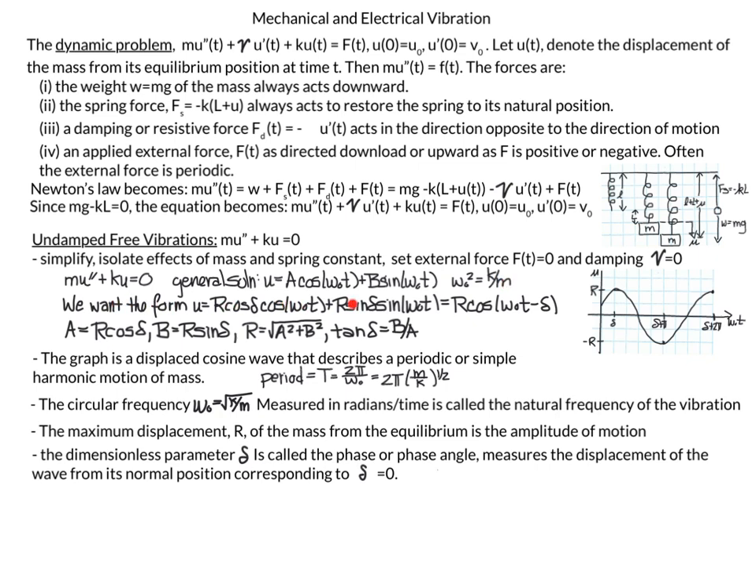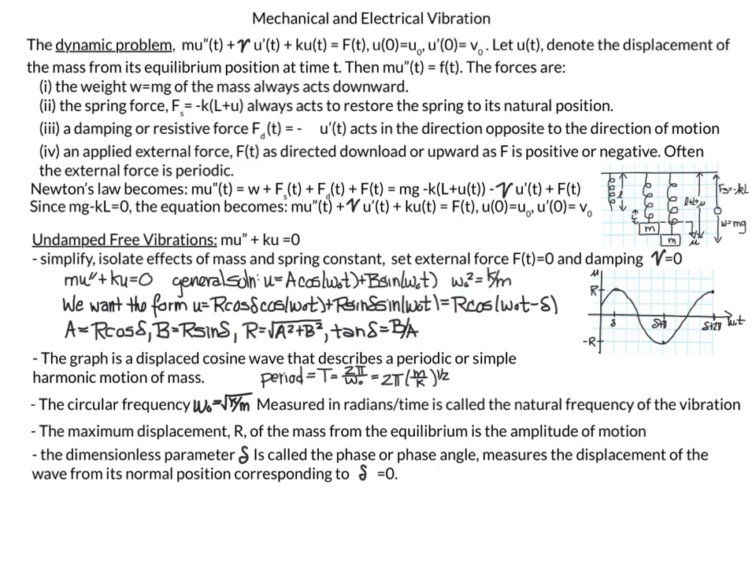But we wanted to put things into this form of r cosine omega naught t minus delta, and we did that by letting a equal r cosine delta, b equal r sine delta. And we like this form because it allows us to read off an amplitude, a frequency, and a phase fairly quickly, as opposed to trying to figure out what's going on with the superposition of two waves.